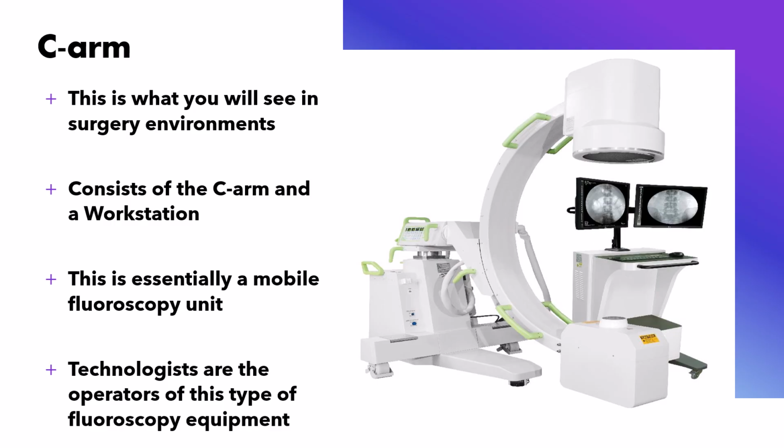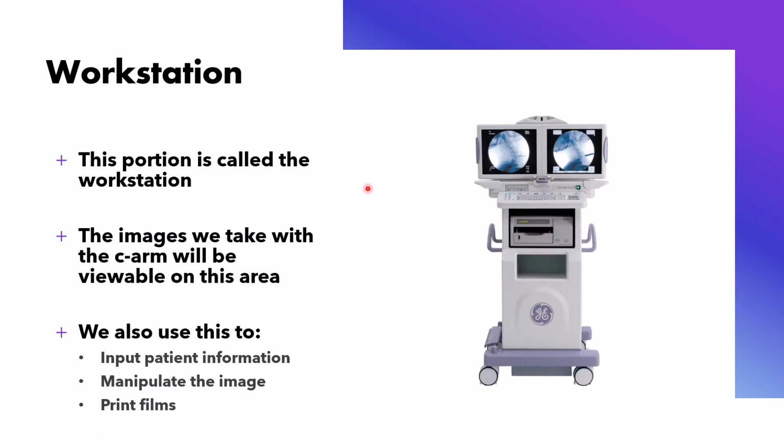Another piece of equipment is the C-arm. You will see this in surgery and you will see it in fluoro. That's where it's going to be used. It consists of a C-arm, and then there's going to be a workstation here where you can put in all your information and see the image. This is where you put in the patient's name, all the things about that, and you can pull up information about the patient, and this is where you see your image.